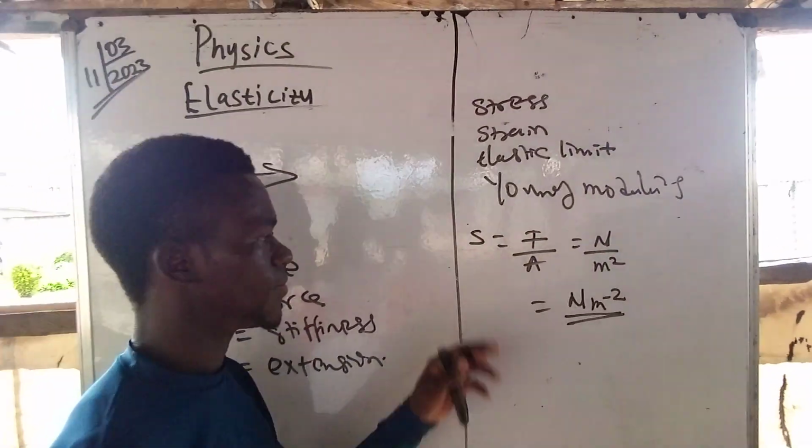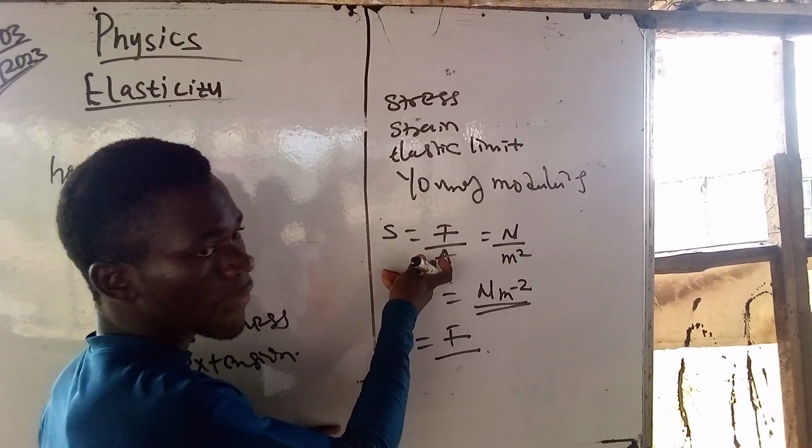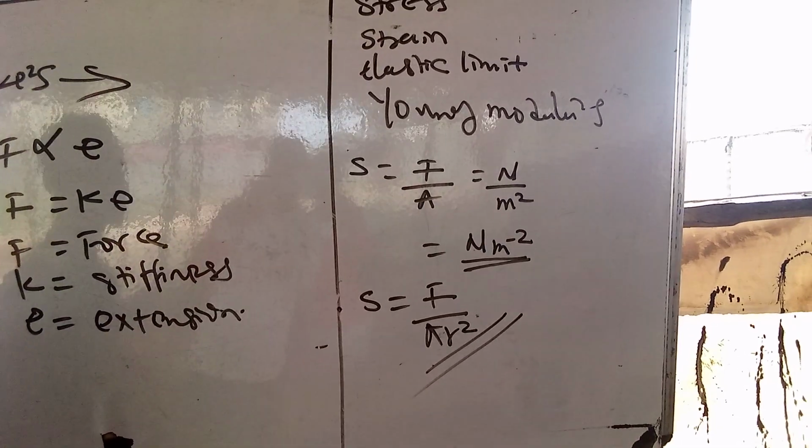The stress can also be written as the force over the area, where the formula of the area is pi r squared. That is what we call stress.